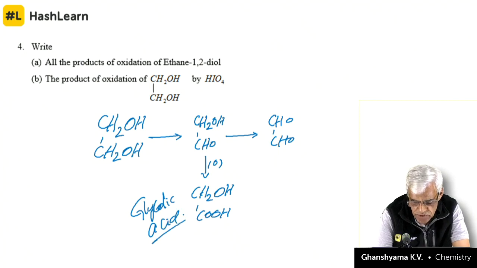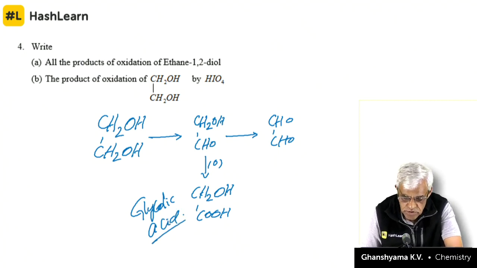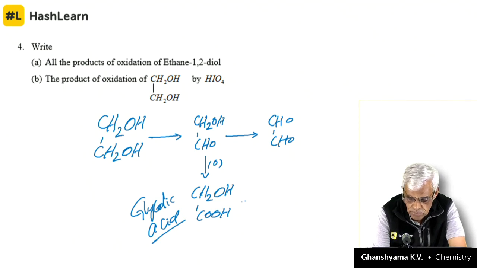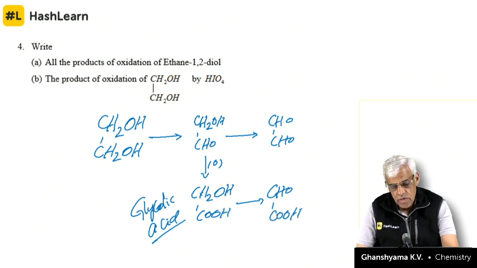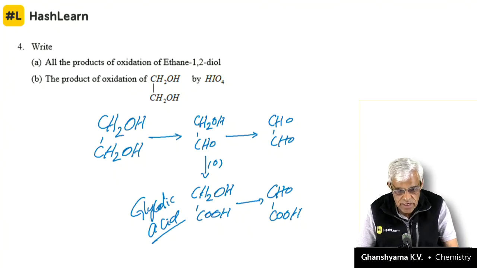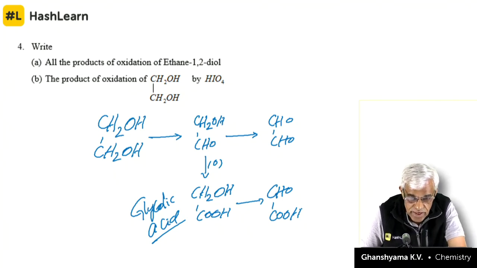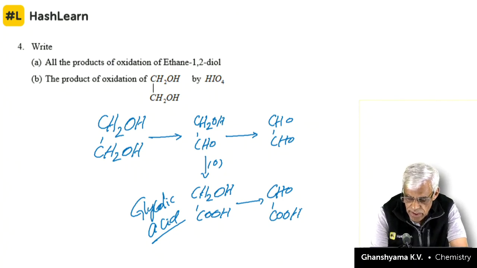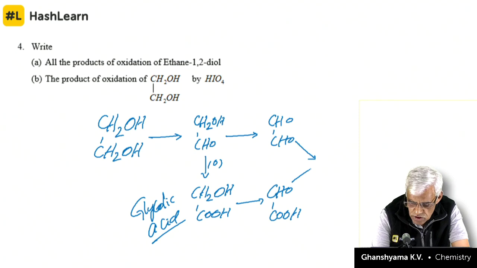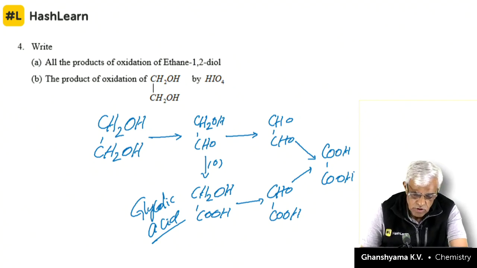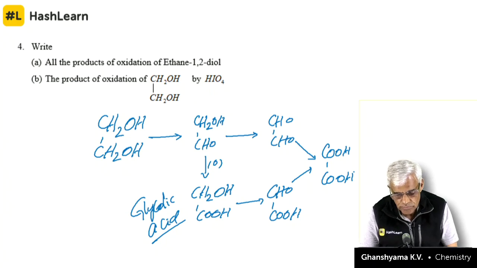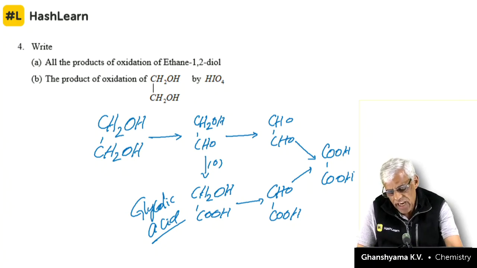Glycolic acid. This on further oxidation can give CHO, COOH, glyoxylic acid. Now, both of them on further oxidation will give COOH, COOH, oxalic acid. So, stepwise oxidation will give oxalic acid as the final product.